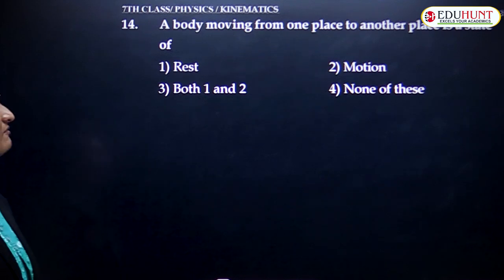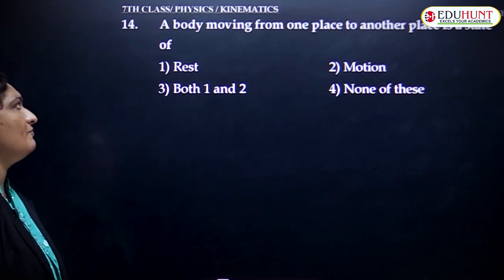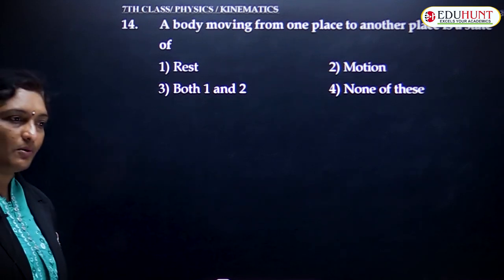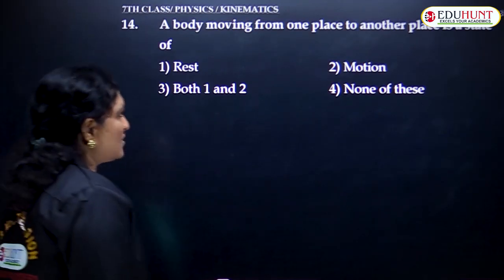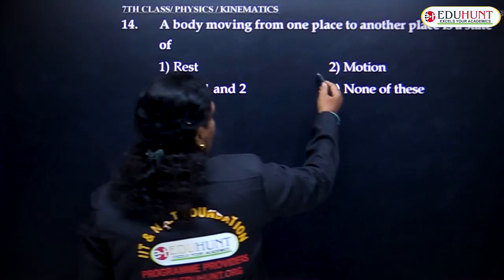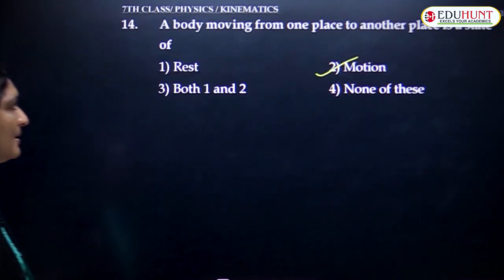A body moving from one place to another place is in a state of motion. Position changes from one place to another place. So if its state changes, it is called motion. From one place to another place is a state of motion.